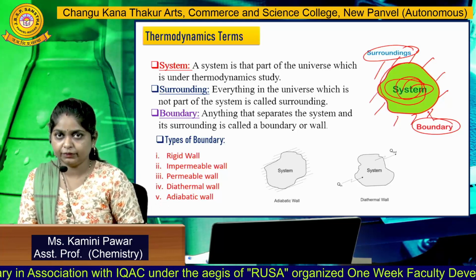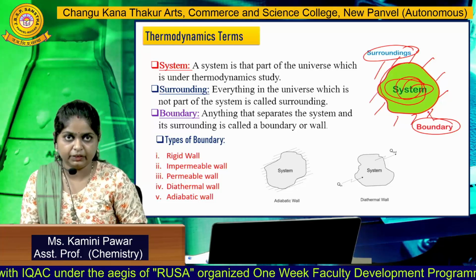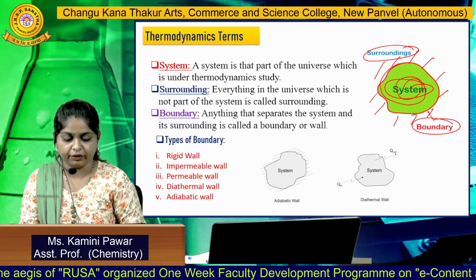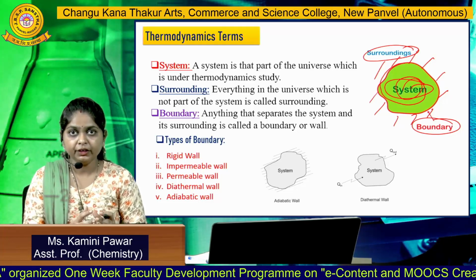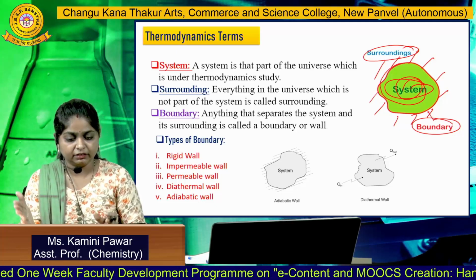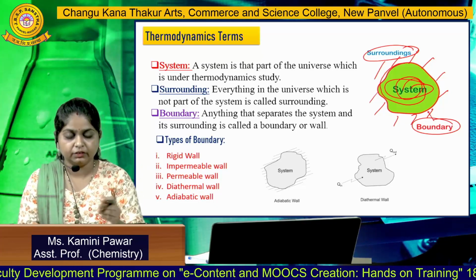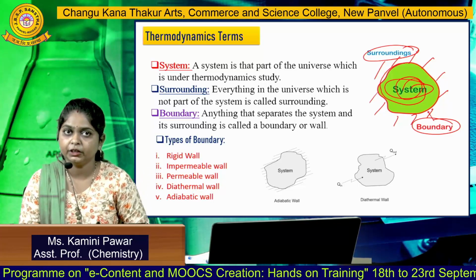As per the definition, a boundary is anything that separates the system and the surrounding. That means the system is under thermodynamic study, the boundary is in between the system and the surrounding, and the system, surrounding and boundary all together form the universe.